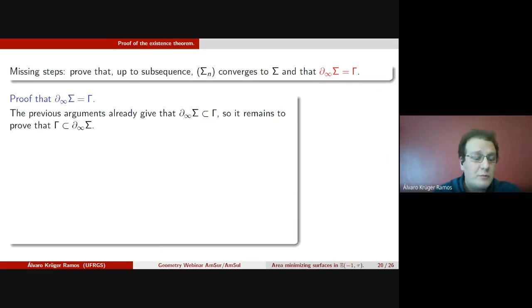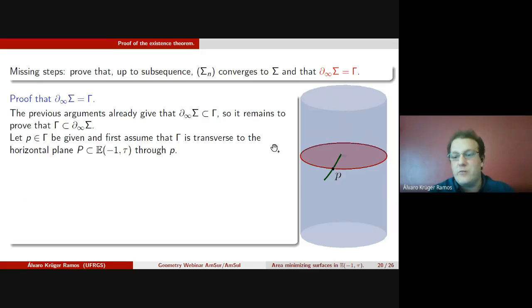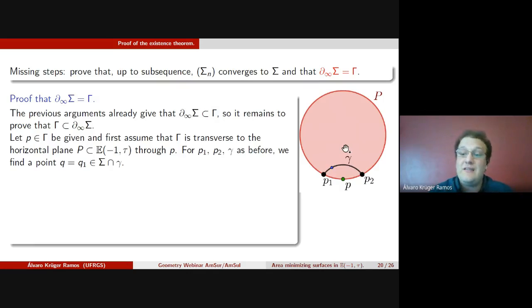Okay, now we need to prove that the asymptotic boundary of sigma is actually gamma, and what's missing is to prove that it is contained in gamma, because we already know the other way around. So we still need to prove that gamma is contained in the asymptotic boundary of sigma. So again, start with the same picture as before, assume that gamma is transverse, and you take the same sequence of points, and you have this point Q. And Q is in sigma intersection with gamma.